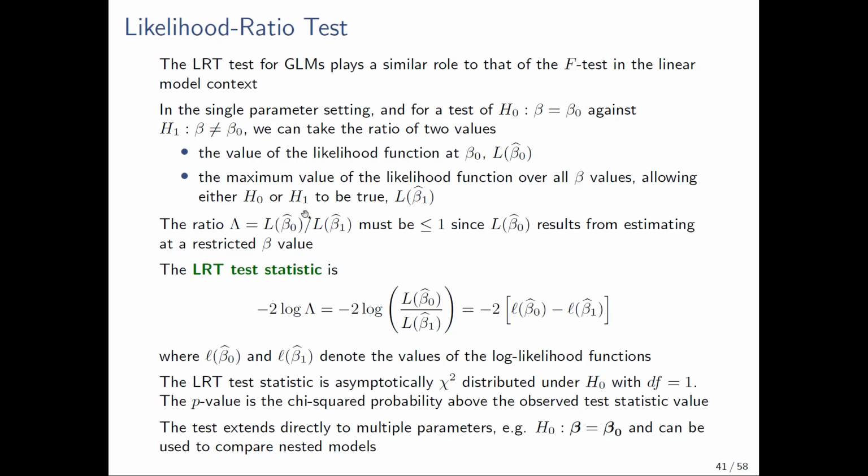must be less than or equal to 1 since the restricted fit cannot beat the unrestricted one. The likelihood ratio test statistic is minus 2 log lambda, equivalently minus 2 times the difference in log likelihoods. Under the null, this quantity is asymptotically chi-squared distributed with 1 degree of freedom, and the p-value is the chi-squared probability above the observed statistic. The test extends directly to multiple parameters and can be used to compare nested models.